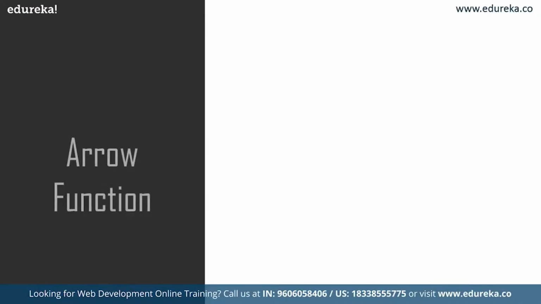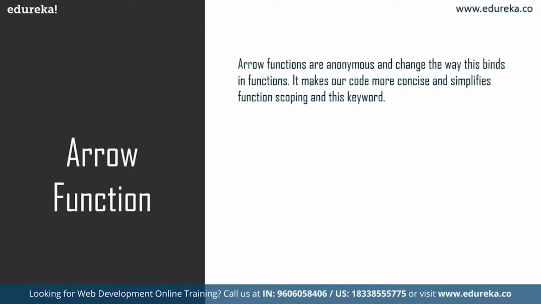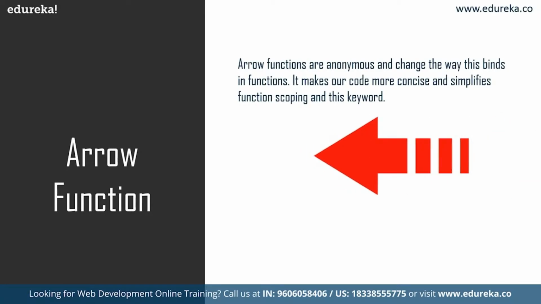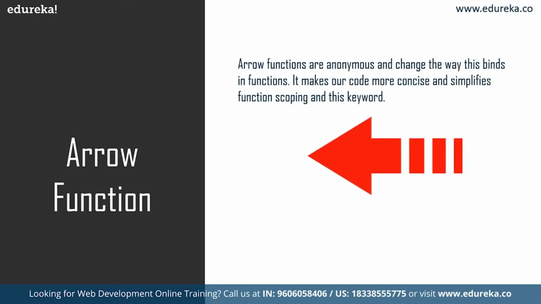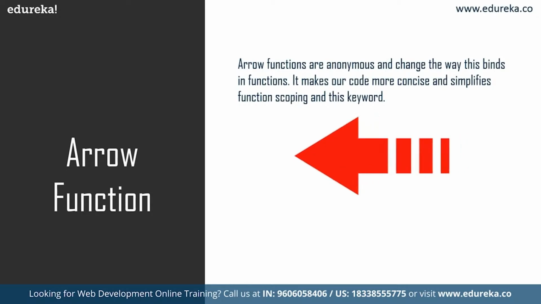Next up we have the arrow functions. Now arrow functions are anonymous and change the way this binds in functions. It makes our code more concise and simplifies function scoping and the this keyword. But arrow functions are not just a shorthand for writing small stuff. They also have some very specific and useful features.